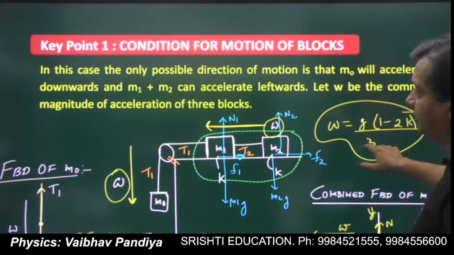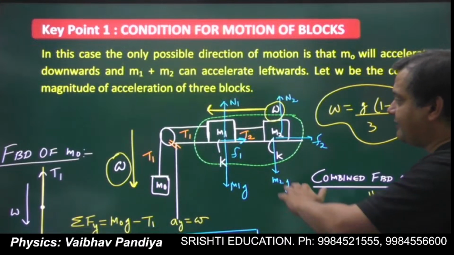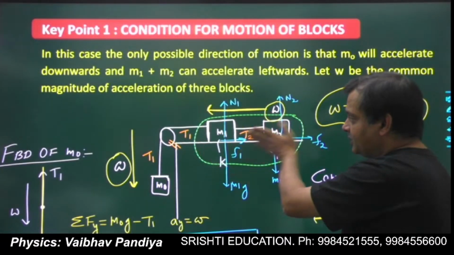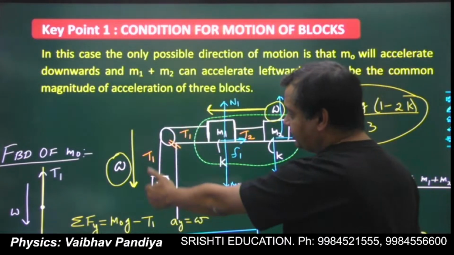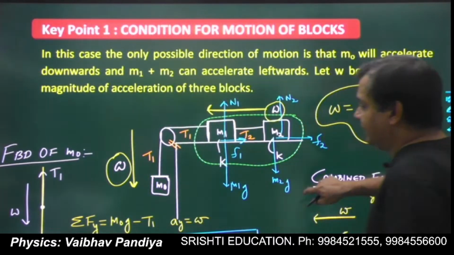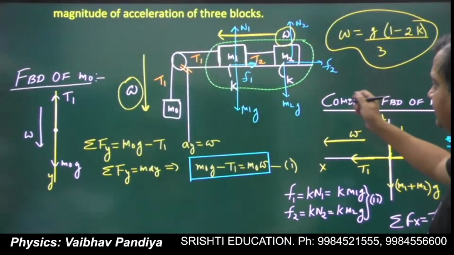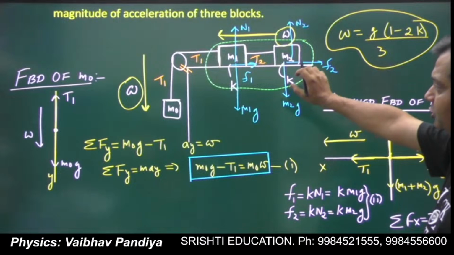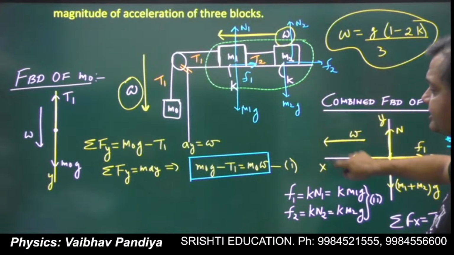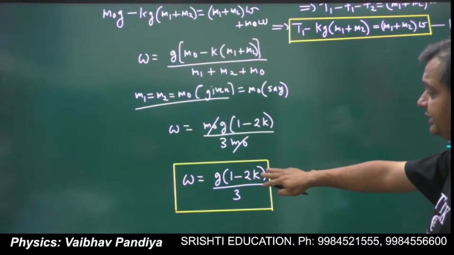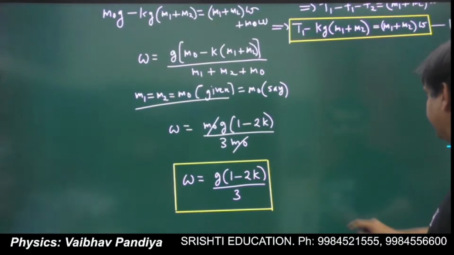Then in this problem, at the very first place, we have assumed that motion is taking place with an acceleration of w, and of course gravity is acting downward, so w will be like this downward, and for this it would be leftward. And then we have made the FBDs, and since we have assumed a kinetic model, a motion model, so kinetic friction will act, and from the FBD we got the value of w, the acceleration, g times 1 minus 2k by 3.